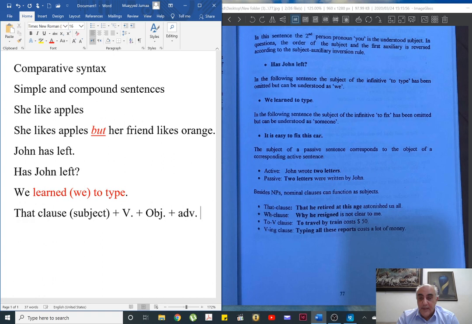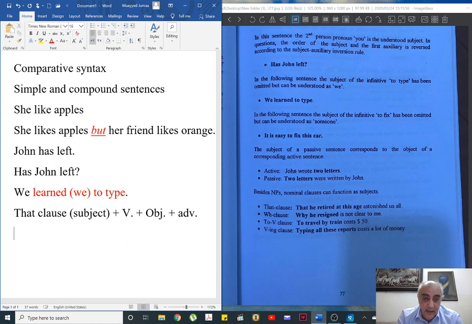Okay. So we have that he retired at this age. All this clause is the subject of the sentence, and astonished is the verb. And us is the object, and all is the adverbial. Sometimes you may have the subject as a WH clause. So why he resigned, all of this together is the subject, and then is not clear to me.